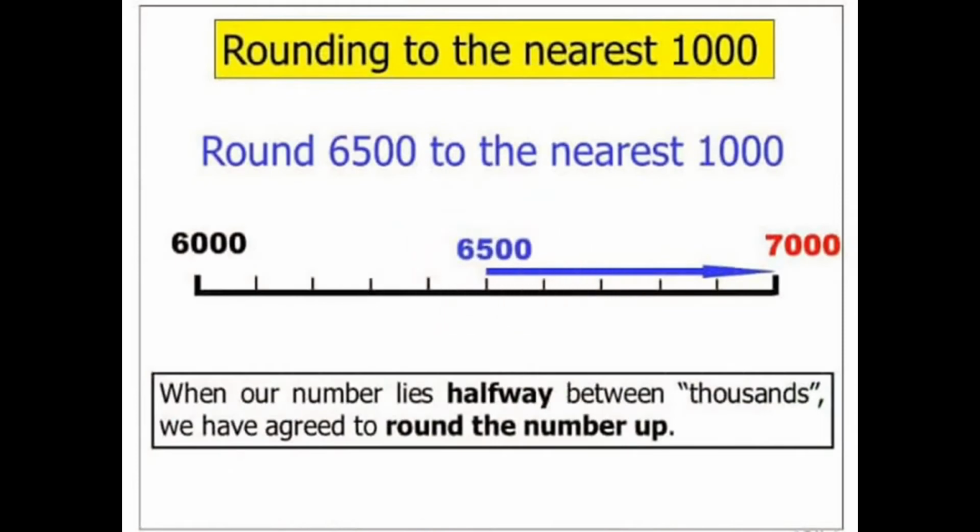Next is round off 6,500 to the nearest 1,000. Now students, here you can see on the number line that 6,500 lies halfway between 6,000 and 7,000. So the number should be rounded up. That means the round off of 6,500 to the nearest thousand is 7,000. Hopefully it is clear to you.